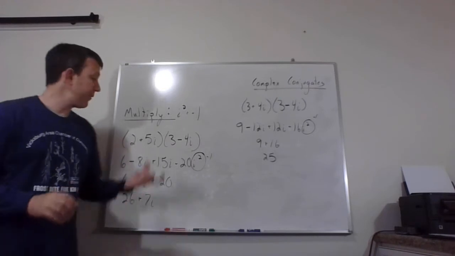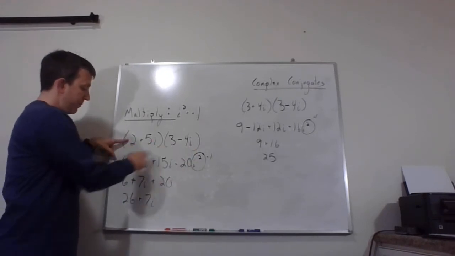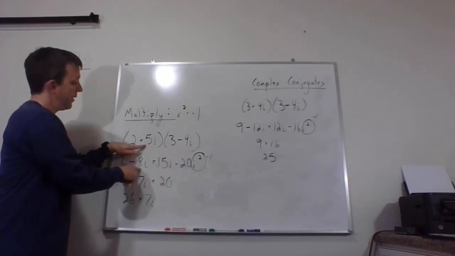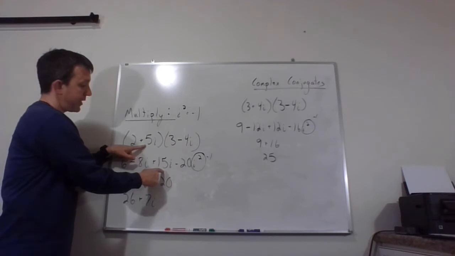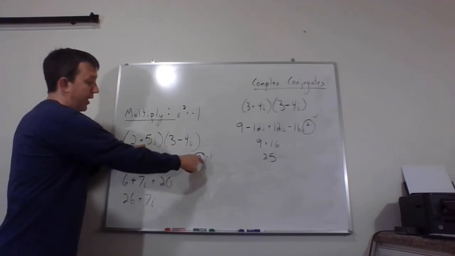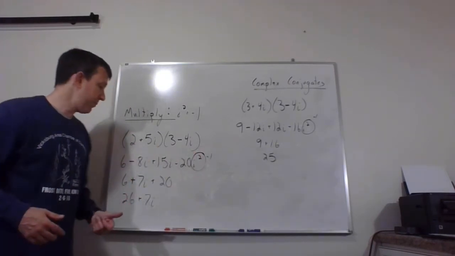We're just going to multiply everything in the first set of parentheses by everything in the second. So 2 times 3 gave me 6. 2 times -4i is -8i. 5i times 3 is +15i. 5i times -4 is -20i squared. And here's where that i squared being -1 is going to come into play.